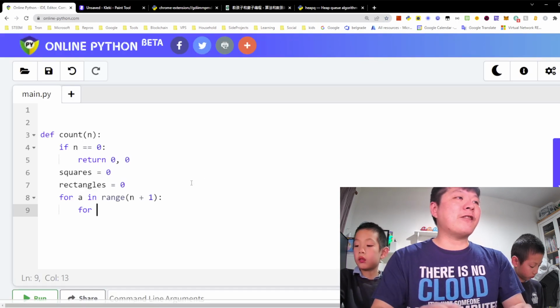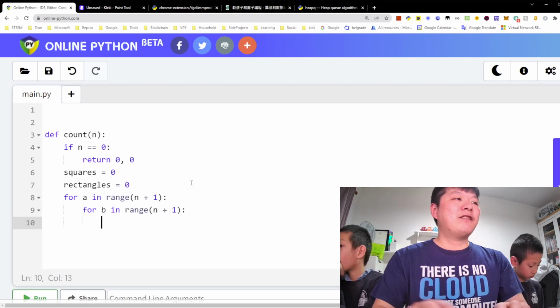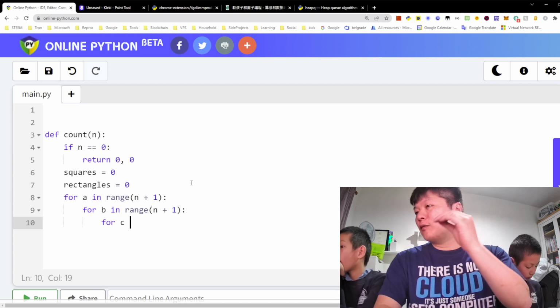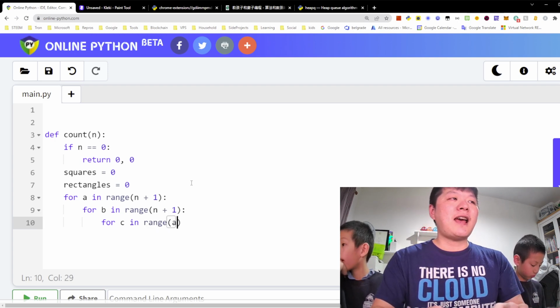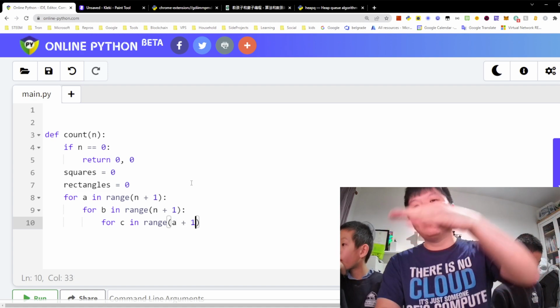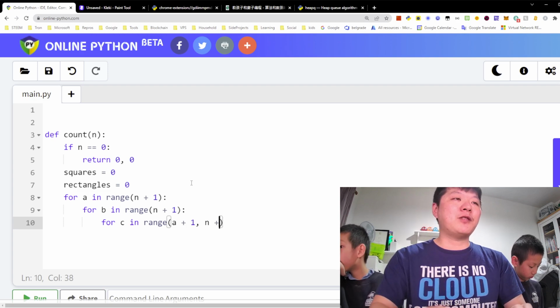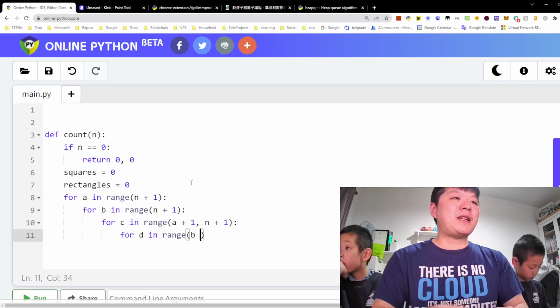And then for the second one, B will be in range n plus 1. For the third one, C will be the second coordinate, C in range A plus 1. We start from A plus 1, right? Because it has to be on the right bottom side, and then up to n plus 1. And then for D it will be in range B plus 1 up to n plus 1.